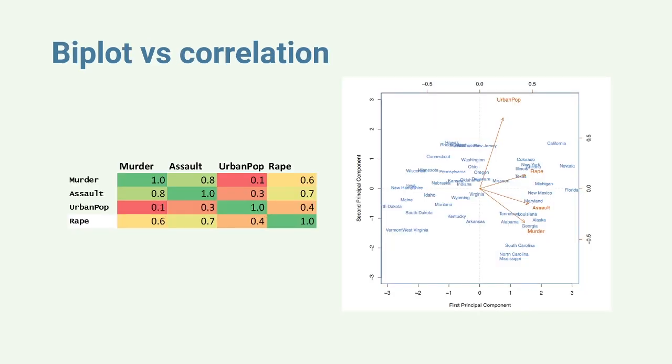There's also a strong connection to correlation. Look at this correlation graph on the left and see that the strongest correlation is for assault and murder. Look at these two. These are closely related. Variables that have a high correlation tend to have similar vectors on the biplot and also similar signs on the loadings. Conversely, variables that are not very well correlated, like urban pop and murder, tend to have a lower correlation. See, this value is only 0.1.